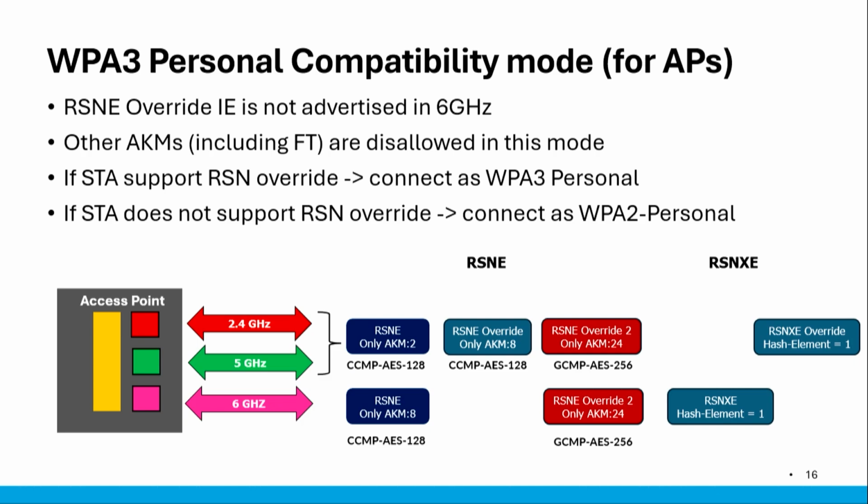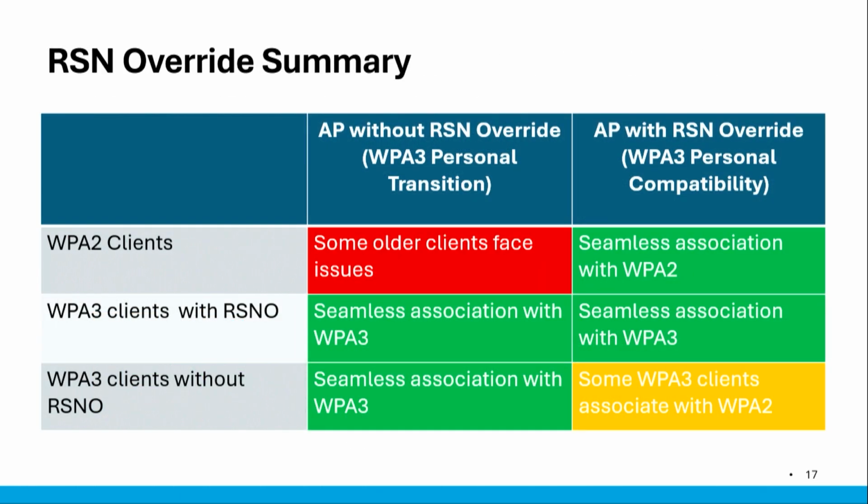So now, just to summarize, in the personal deployment, you have a choice of either doing WPA2 personal transition or WPA3 personal compatibility mode. So what will it address? For example, you go with the personal transition mode. Then you have to address multiple AKMs, multiple cipher suites. And then you will face this problem. Some of your older clients may have connectivity issues. So then the choice is to go with compatibility mode. Then those clients will connect without any problem.